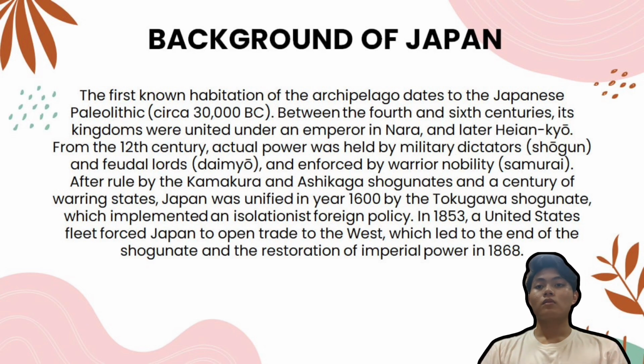After rule by Kamakura and Ashikaga shogunates and a century of warring states, Japan was united in the year 1600 by the Tokugawa shogunate, which implemented an isolationist foreign policy. In 1853, a United States fleet forced Japan to open trade to the West, which led to the end of the shogunate and the restoration of imperial power in 1868.